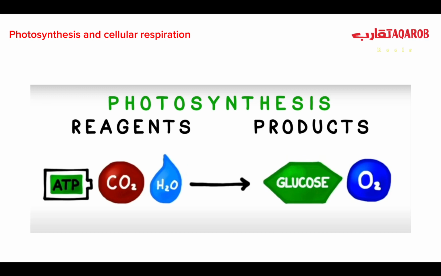Now again, this is the photosynthesis process. What do we need in the photosynthesis process? We need energy, for example energy from sunlight, plus carbon dioxide CO2 plus water H2O, and we produce glucose plus oxygen. Very good.